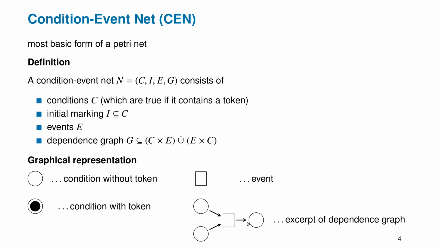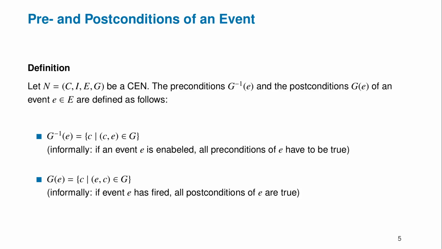Here I have an excerpt of a dependence graph. We have here two conditions. They are connected to this event here, and this event here is then connected to this condition. In order to execute a Petri net, the interesting question to ask is: when can an event happen? When can it fire? An event can fire if it is enabled. And in order to define what it means that an event is enabled, we have to give which preconditions have to be satisfied for an event such that it can be executed.